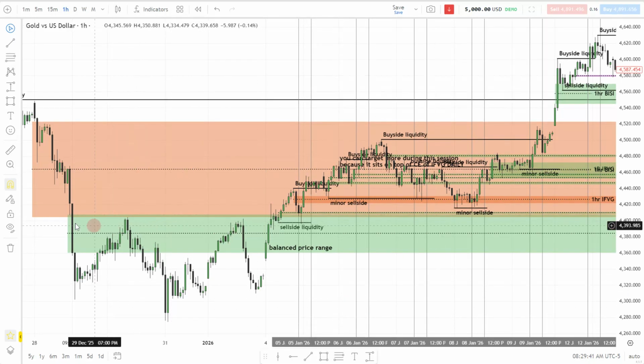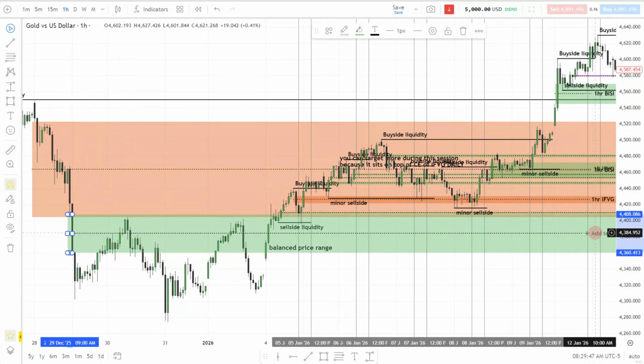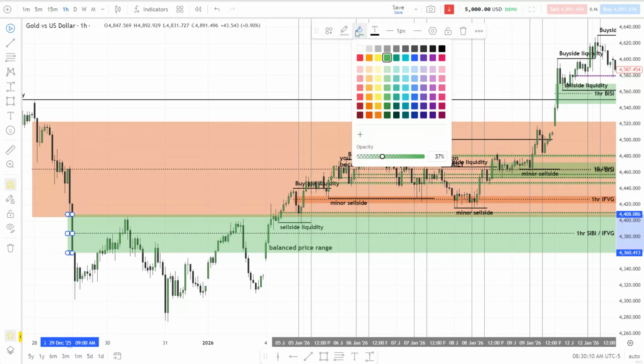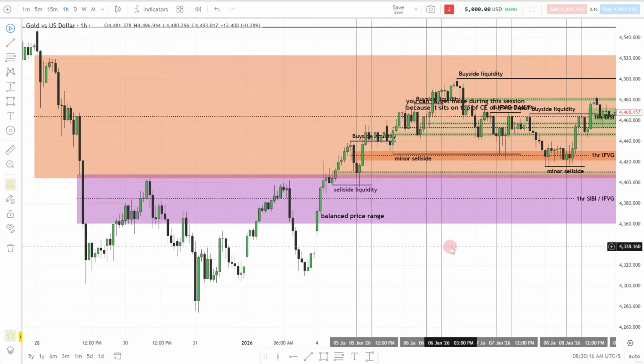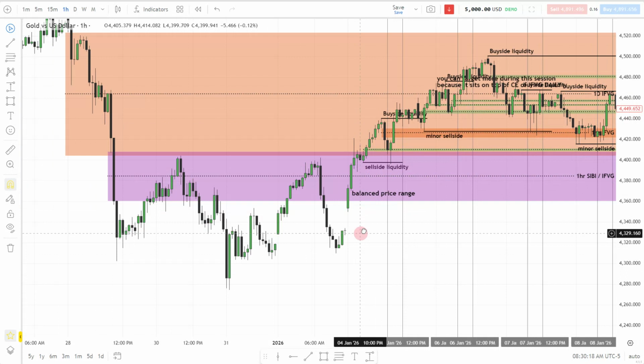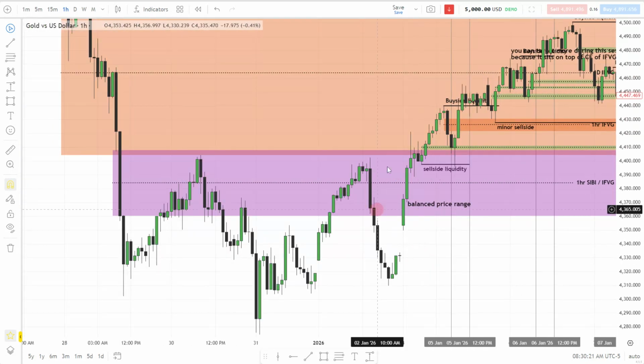We can actually see that I have graded these here. This is a 1 hour BC. No, it's a CB, sorry, it's a sell side imbalance, buy side inefficiency. And this is also used as an IFVG, which is used to push price higher. I'm gonna put it with that. So we can see that I have pointed out that this is a balanced price range.